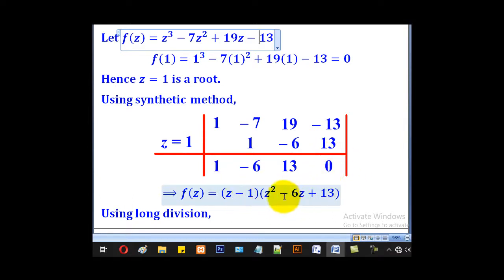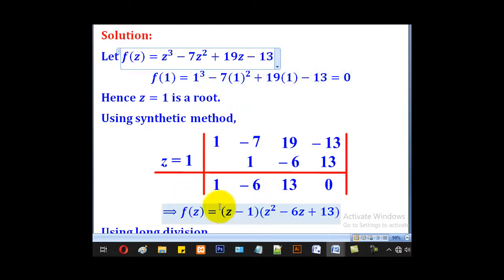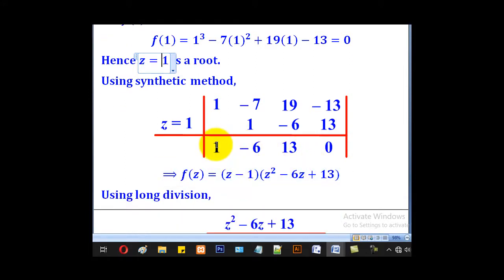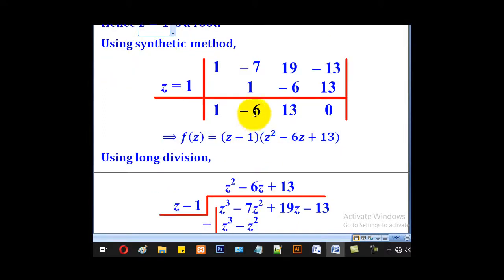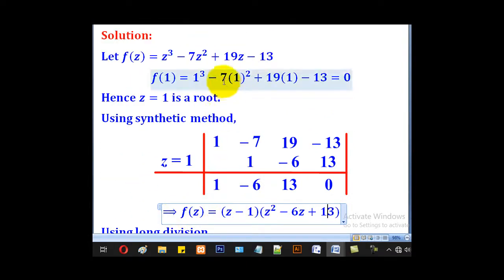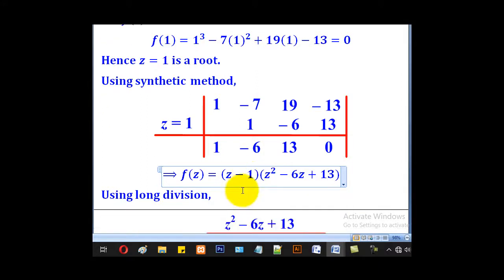Since the remainder is 0, we shall now say this equation is the same as the one factor, which was from this, multiplied by this. Now this equation is got from here. This is the quotient of z squared, negative 6z, which is that, then the constant is 13. This one denotes the remainder, which is 0. So that's how you can factorize a cubic equation to get one linear equation and a quadratic equation.